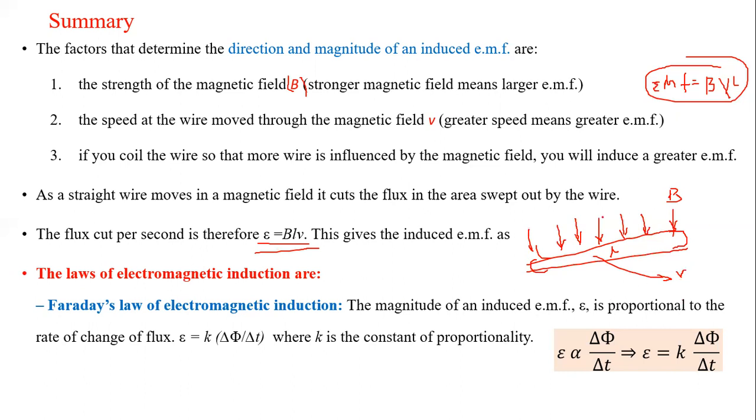Faraday's law of electromagnetic induction: electromotive force is proportional to the rate of change of magnetic flux. This is the rate of change of magnetic flux, and the proportionality constant is one. So instead of that, we use N minus N.